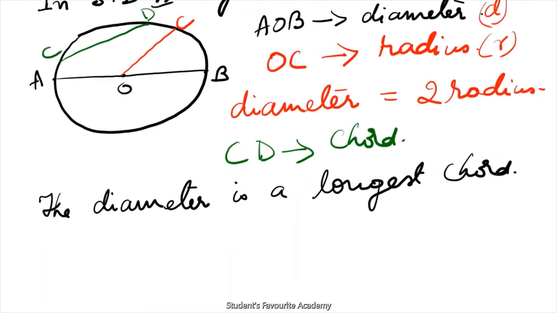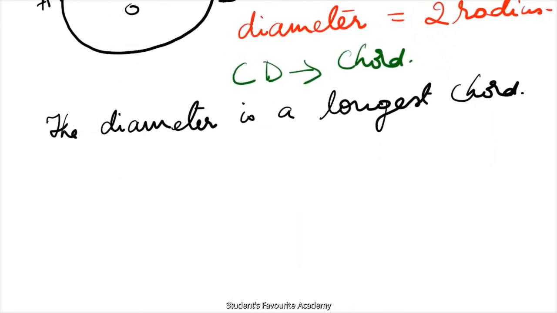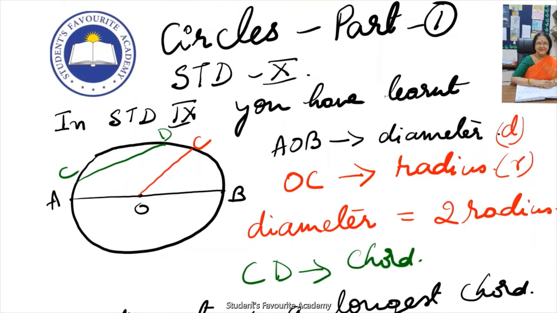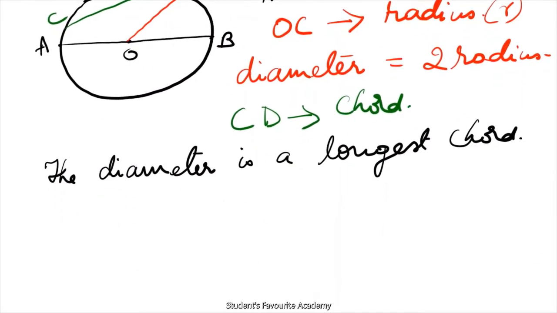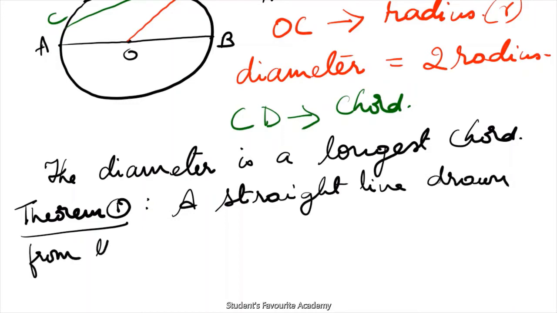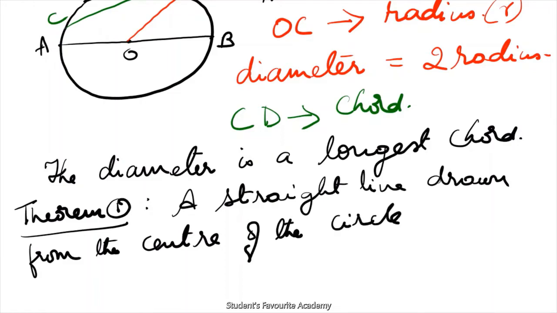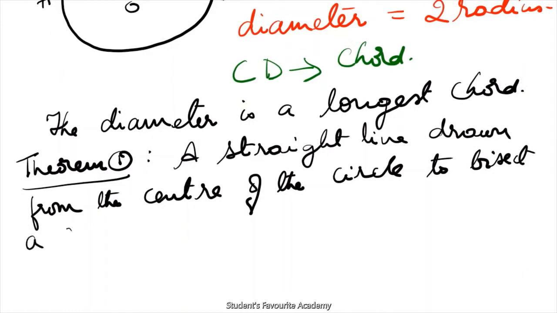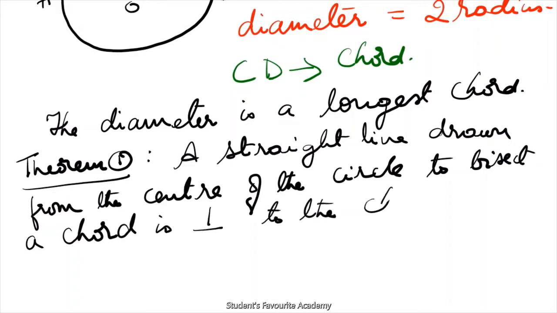Now these are the basics that you have learned, and then you have learned certain theorems in 9th. So I am still continuing only with the theorems that you have learned in 9th. One theorem that you learned: a straight line drawn from the center of the circle to bisect a chord is perpendicular to the chord.